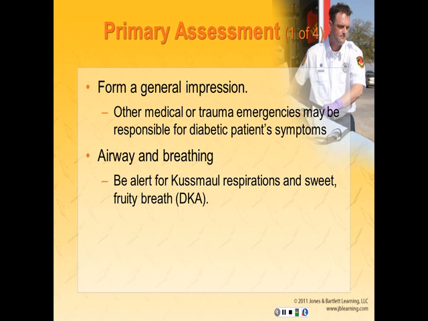Determine level of consciousness using the AVPU scale: alert to person, place, and day, responsive to verbal, responsive to pain, or unresponsive. If unresponsive, call for ALS. The patient may have undiagnosed diabetes. If they have altered mental status, assess their blood glucose if you have the proper equipment and training. Perform C-spine stabilization if necessary and provide rapid transport.